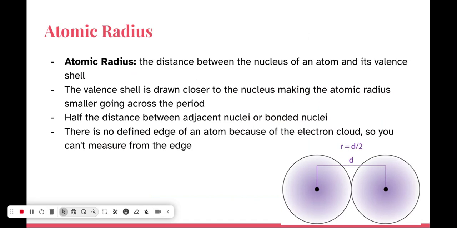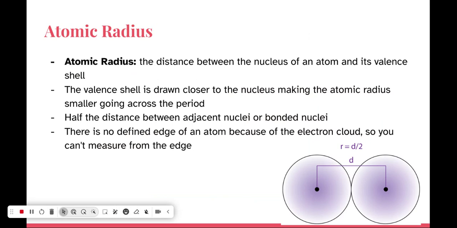Next is the atomic radius. Atomic radius is the distance between the nucleus of an atom and its valence shell. The valence shell is drawn closer to the nucleus, making the atomic radius smaller as you go across the period. So farther on the left is bigger. And you can determine the atomic radius by doing half the distance between adjacent nuclei or bonded nuclei.